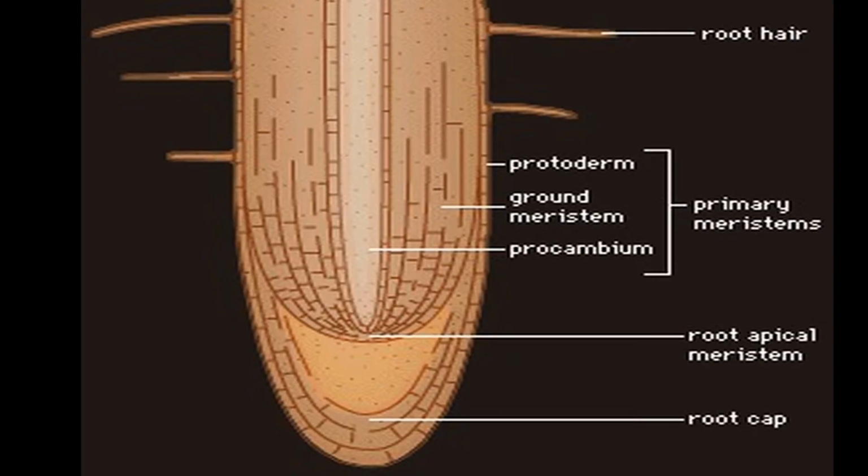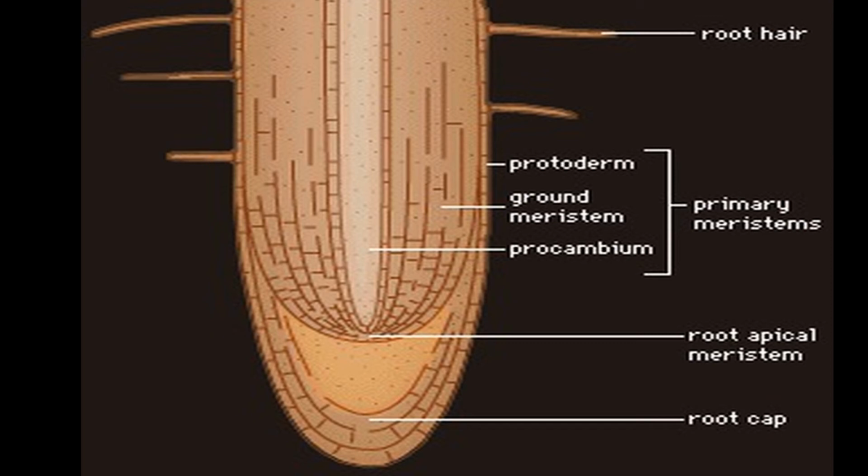Let's look at the root apical meristem. The root apical meristem is found at the tips of roots and is responsible for growth and development of plant roots. The apical meristem is protected by a root cap and continues to produce cells even as the root cap is scraped away as it pushes through the soil.